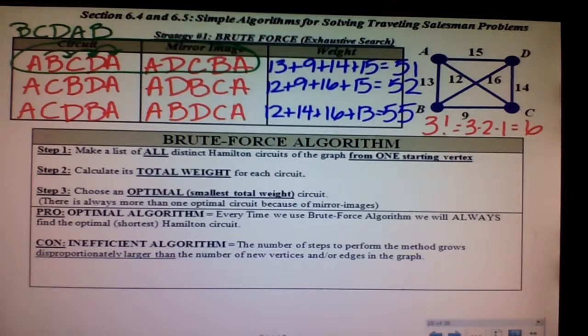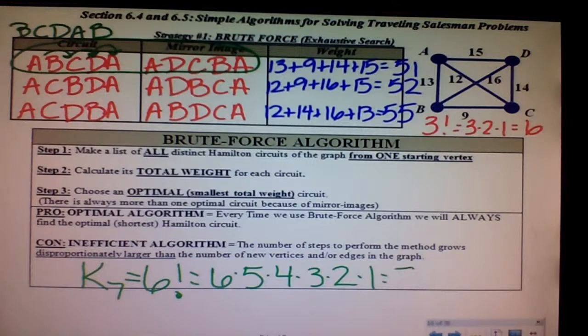What if I tell you we're at K sub 7? How many Hamilton circuits are there? K6, so 6 factorial. What's 6 factorial? 6 times 5 times 4 times 3 times 2 times 1. It's a pretty large number.